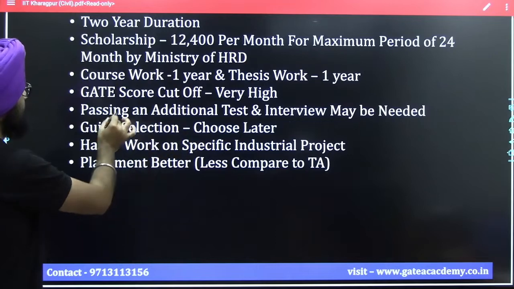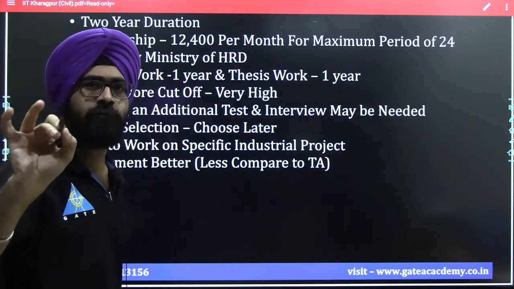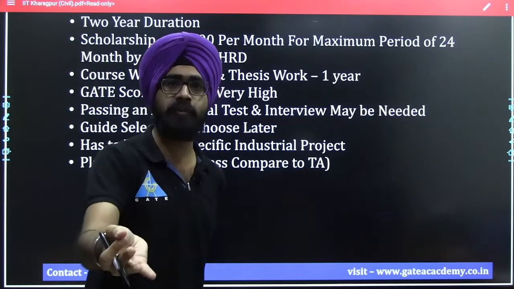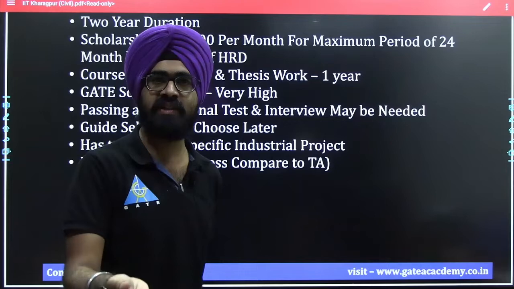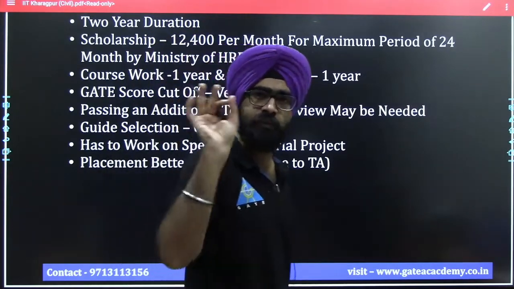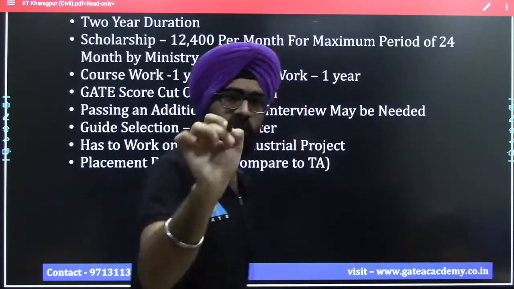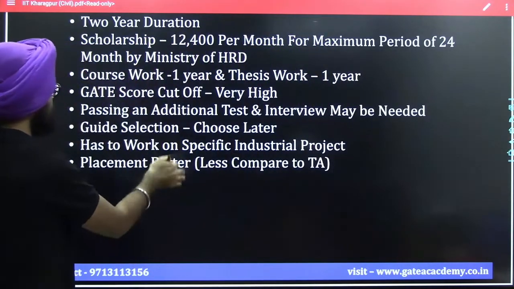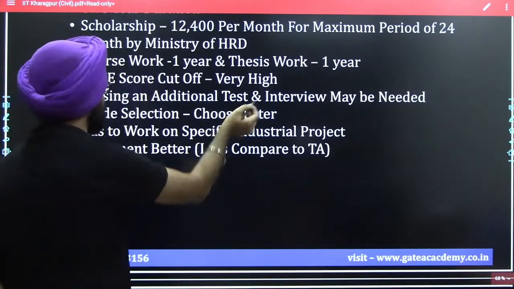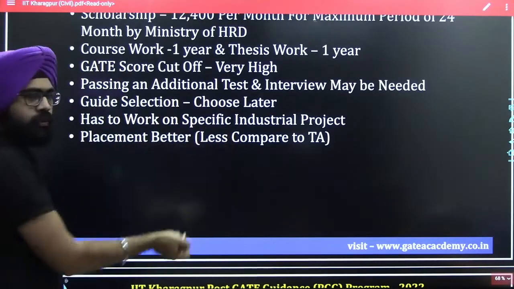So you have to pass an additional test. That means apart from the GATE exam, if you get a call from IIT, there you have to give one entrance test depending upon your branch. For example, you are choosing structural engineering. There you have to give one written test, and one interview will also be scheduled. You have to clear both of these, and only then are you going to get admission. Then guide selection, as I have told you, happens later. These are all the things I have shown you.